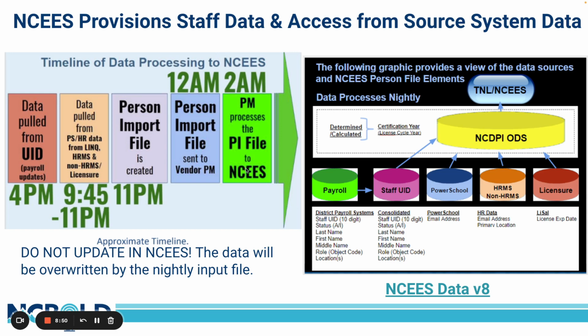Therefore, if you manually change something that comes from staff UID, say you see somebody's name is spelled wrong in NCEES and you fix it there, the next night all of this information is going to pull back in and override any changes manually made in NCEES. So don't make any changes in NCEES. All of those changes need to be made through the source data, however they come into the system, or they'll revert back the very next day.